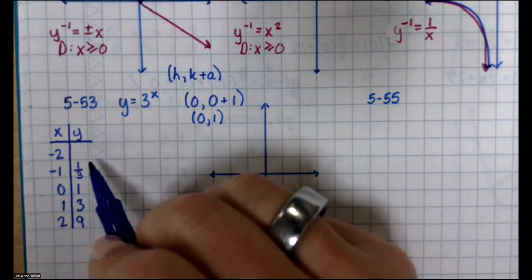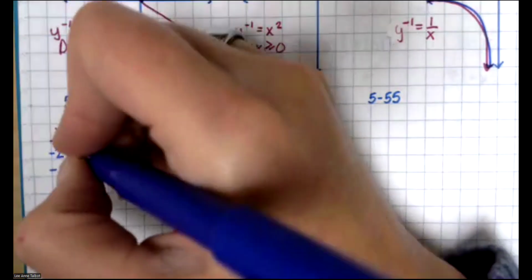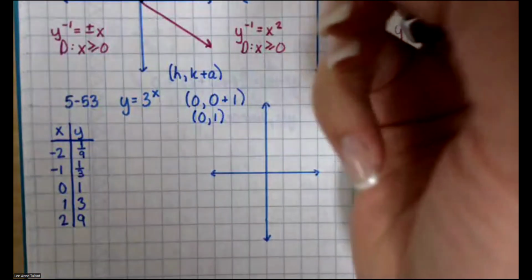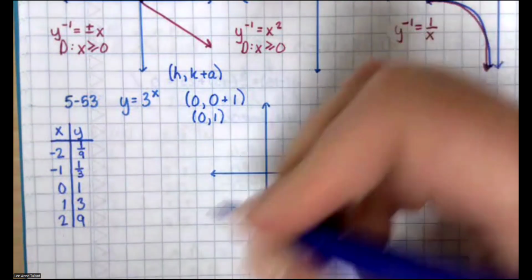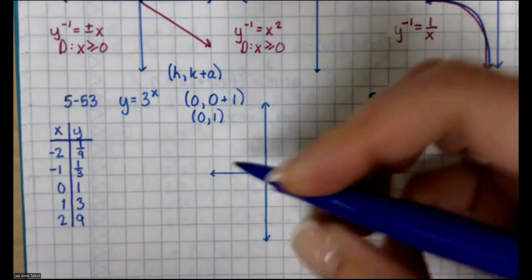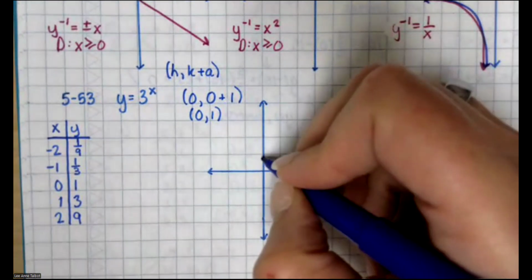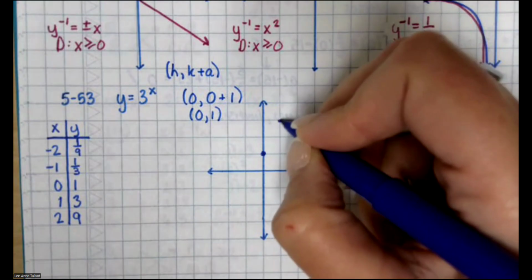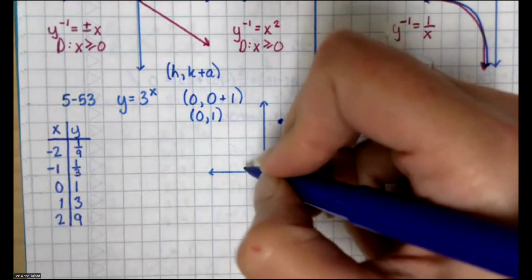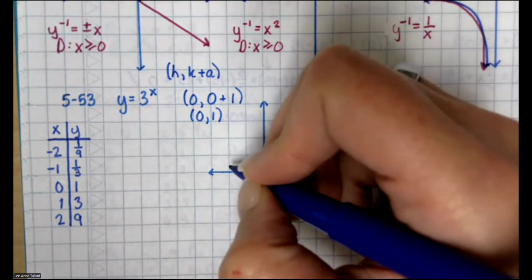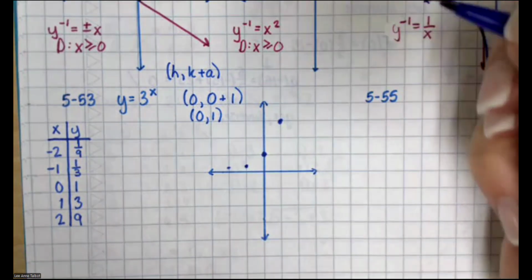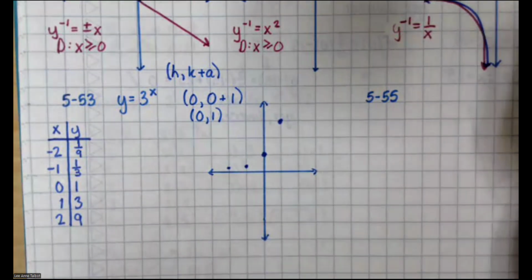What's 3 to the negative 2? 1/9. Great job. Okay, we're not going to graph 2, 9, but it's going to help us. So 0, 1, 1, 3, negative 1, 1/3, 2, 1/9. You can see the asymptote starting to form there.